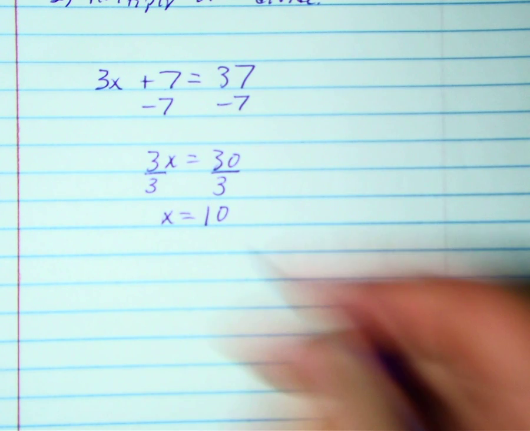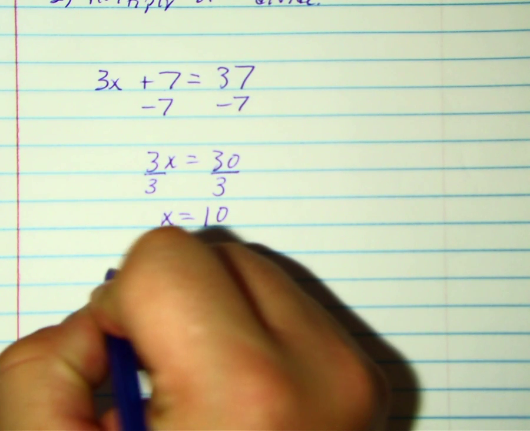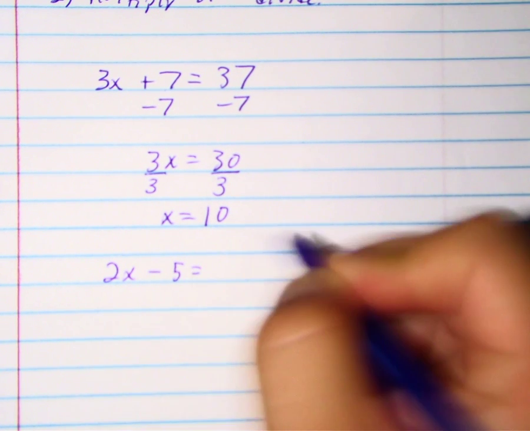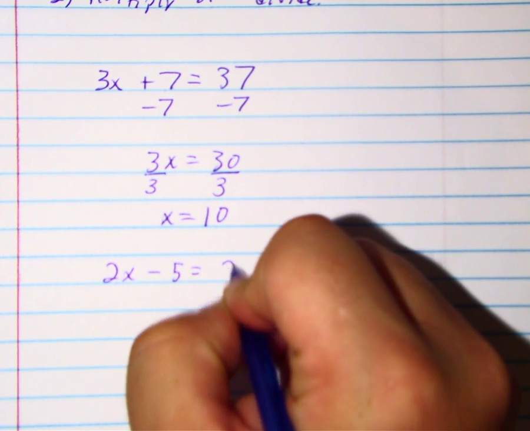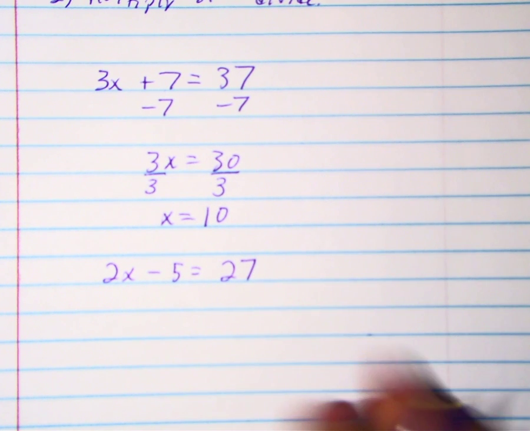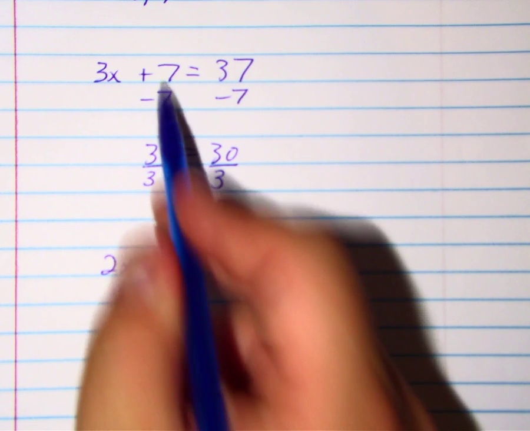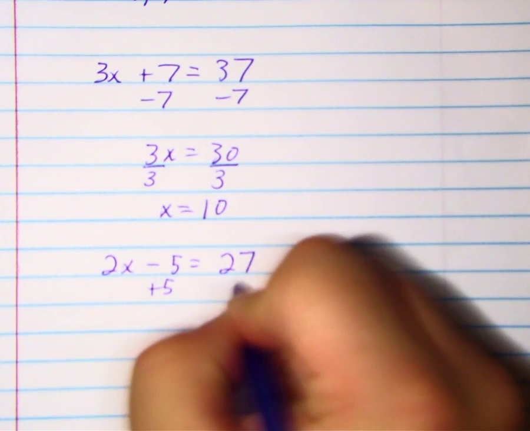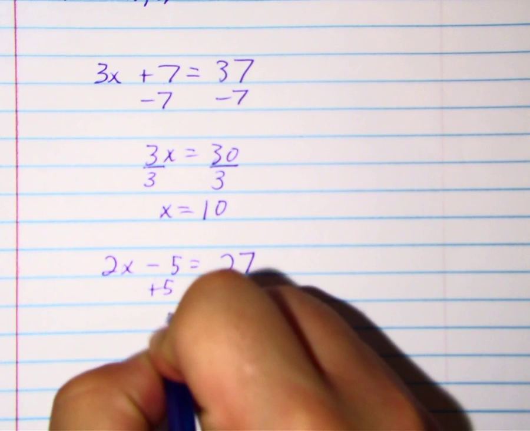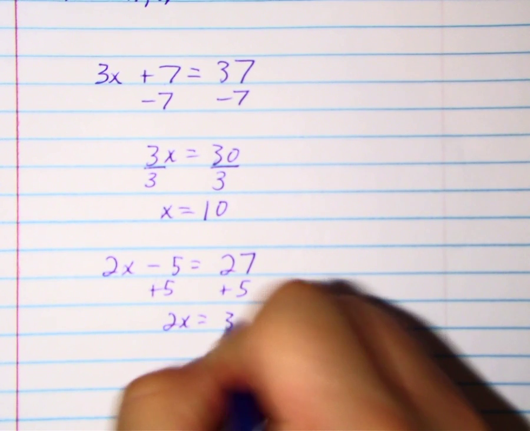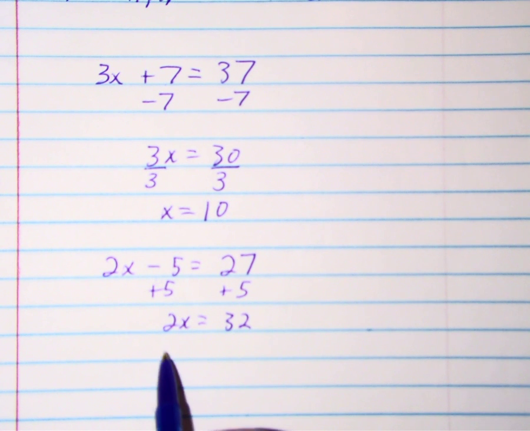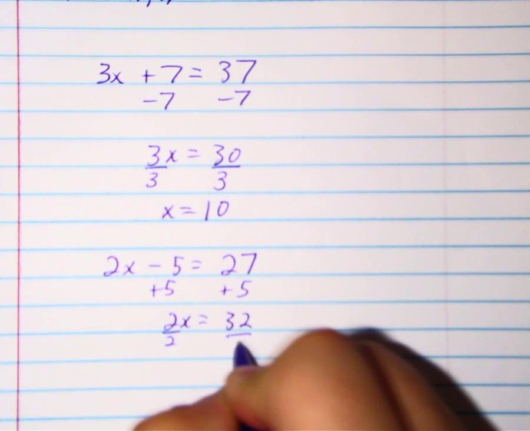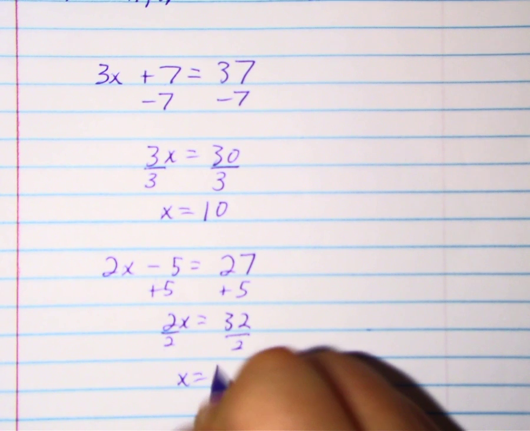If you have a different type of exercise, like, let's say 2x minus 5 equals 27, here instead of subtracting, you're adding, because the opposite of subtracting is adding. And 2x equals 32. Now you have 2 times what equals 32, so you would divide by 2. And x equals 16.